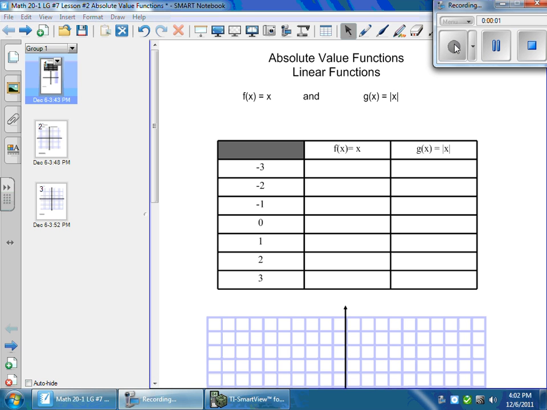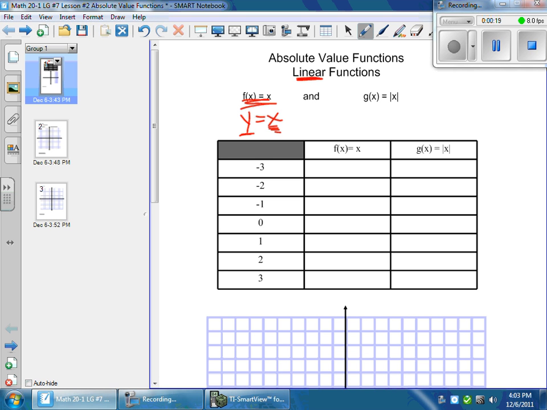Okay, now we're going to look at something called absolute value functions, but we're going to stick with lines. We're going to keep it really, really simple. So look what I have here. I have f of x equals x. What does this mean? Well, remember, f of x is another fancy way of saying y. So basically, y equals x. So any value you have for x, it's the same for y.